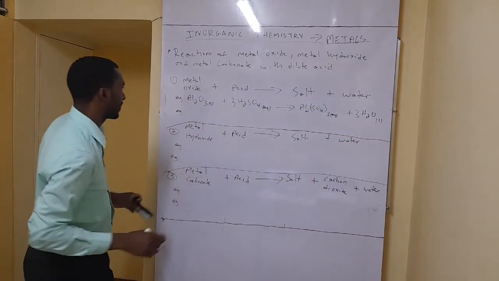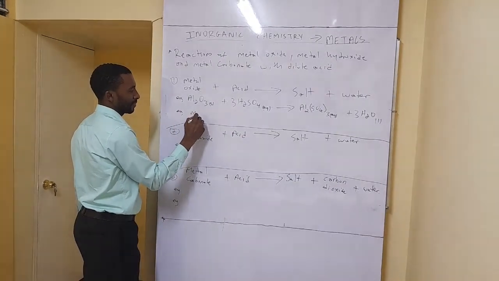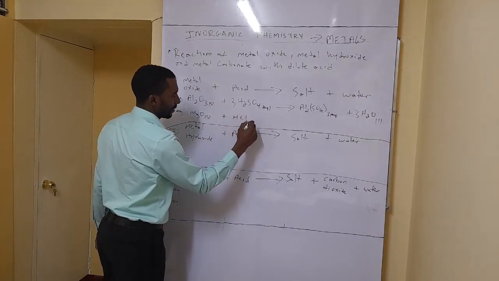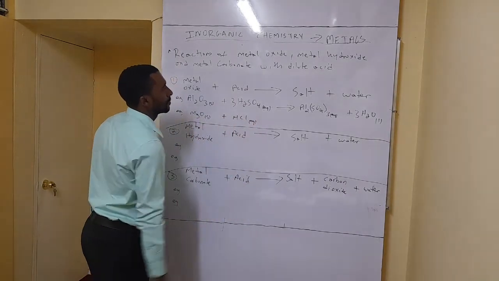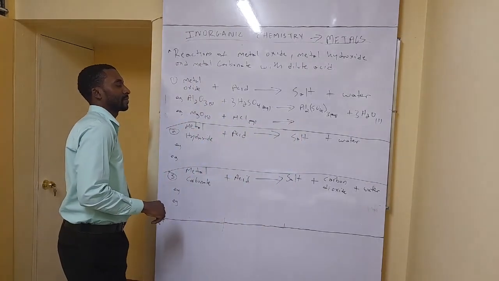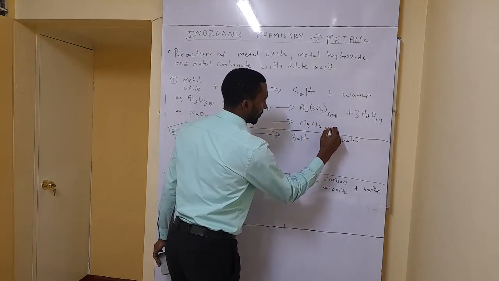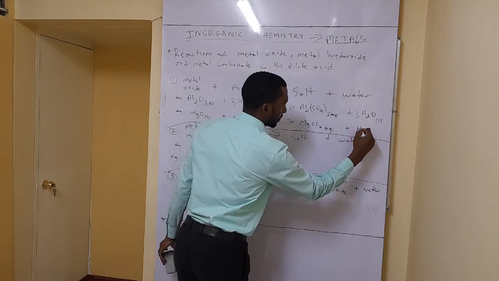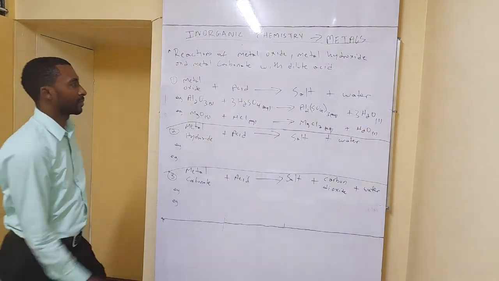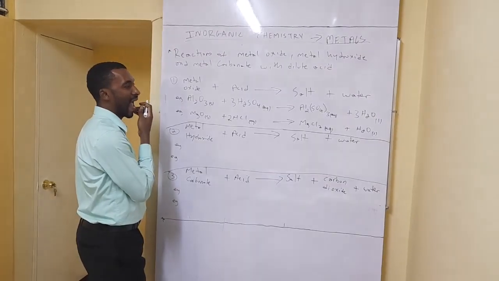Another example, an easy example, is magnesium oxide plus HCl. What's the salt that is produced here? Magnesium chloride, plus water. So 2 in front of the HCl, in front of the acid. So you have 2, and that's it.